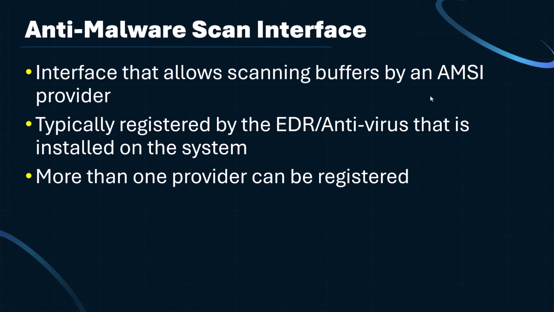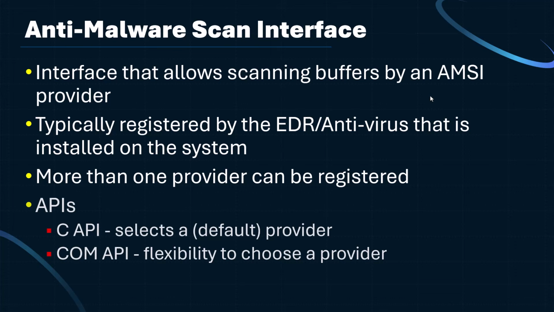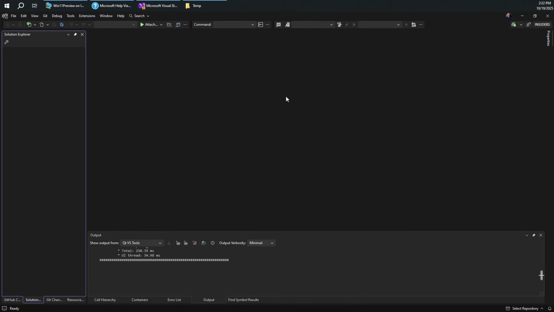So you can register a number of providers that you want, but in a typical case you have just one provider registered, which is the one provided by the EDR or antivirus system on your system. Technically, if you don't install anything specific, it's going to be Windows Defender. But if you have some other EDR system, such as from CrowdStrike or SentinelOne or whatever, they will typically provide their own provider. So you can either choose explicitly or just use whatever default you get. What I wanted to do in this video is to show you how to do that with the C API. How can we scan a file with whichever provider is registered on your system?